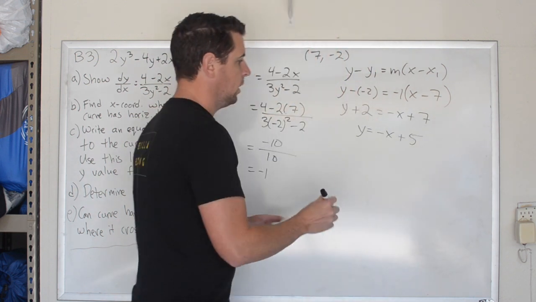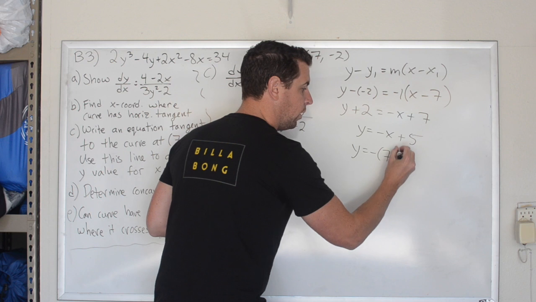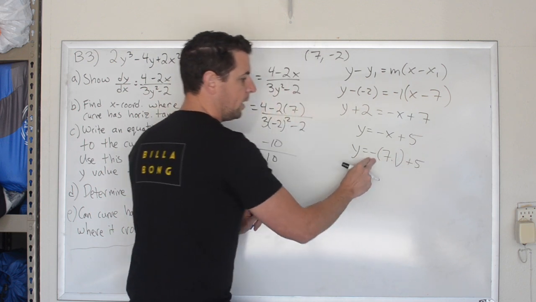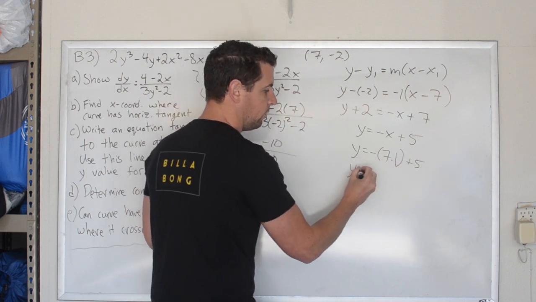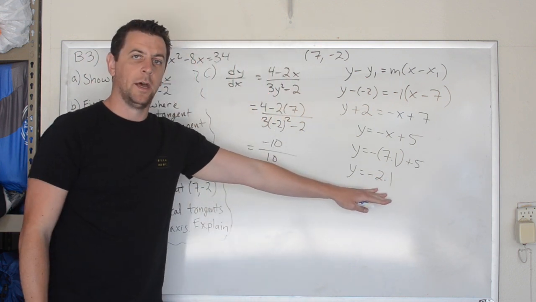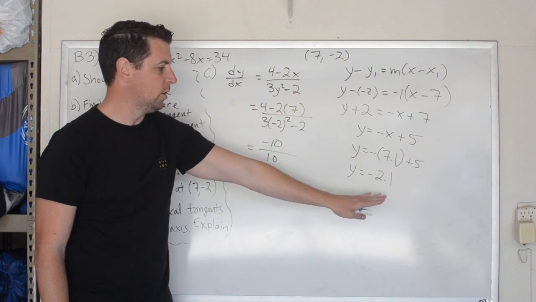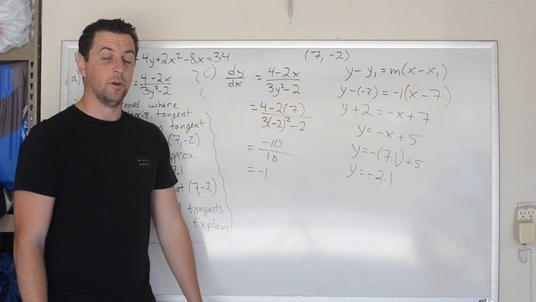So when I do that, I get y is equal to negative 7.1 plus 5, and negative 7.1 plus 5 is negative 2.1. And now I've answered the question: the y value of the curve when x is 7.1 is approximately negative 2.1.